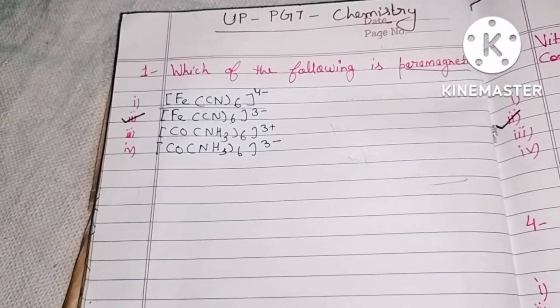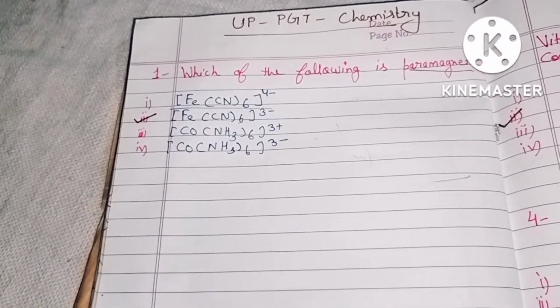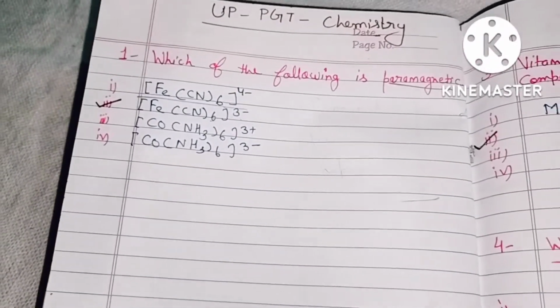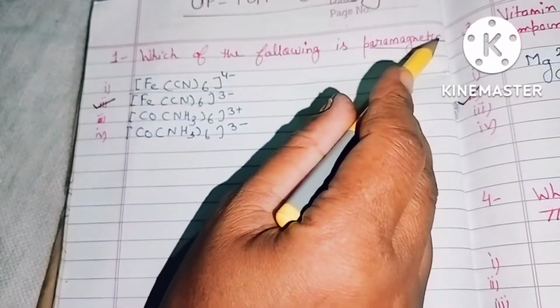Now we study UP PGT Chemistry MCQs. 20 MCQs. Now we start with question number one. Which of the following is paramagnetic?